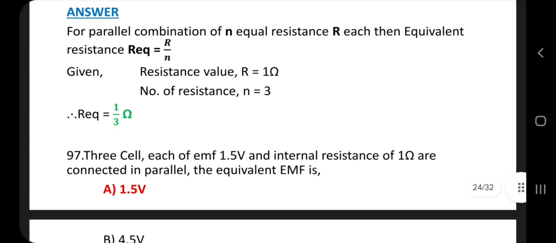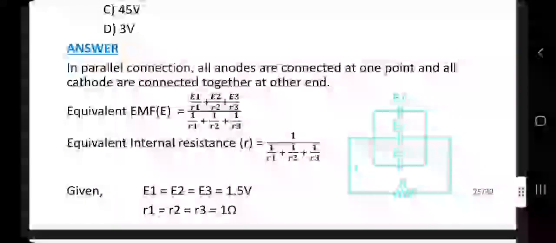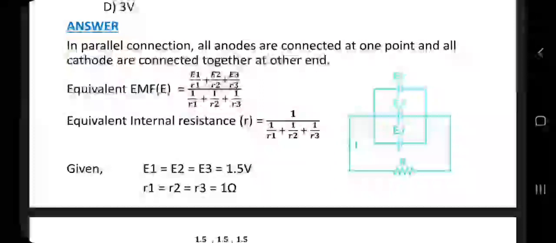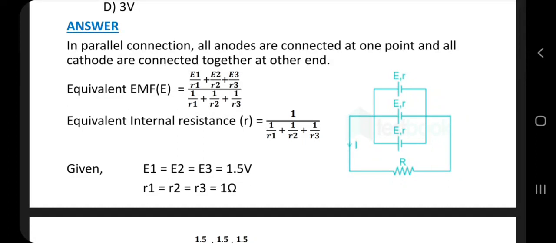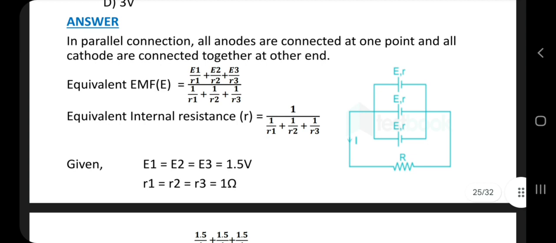Question number 97. 3 cells each of EMF 1.5 volt and internal resistance of 1 ohm are connected in parallel. The equivalent EMF is, answer is option A, 1.5 volt. In parallel connection, all anodes are connected at one point and all cathodes are connected together at another point. Therefore, equivalent EMF E equals E1 by R1 plus E2 by R2 plus E3 by R3, divided by 1 by R1 plus 1 by R2 plus 1 by R3. Equivalent internal resistance R equals 1 divided by 1 by R1 plus 1 by R2 plus 1 by R3.